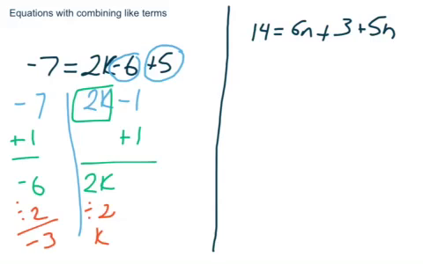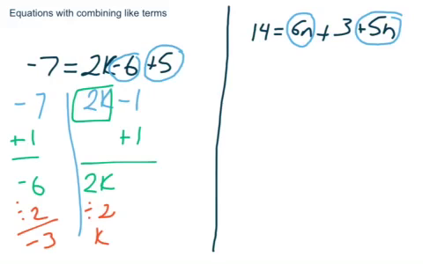So now I'm going to look at the equation on the right-hand side. This 14 is equal to 6n plus 3 plus 5n. Now in this case, I have terms that have variables in them that I can combine. I can combine this 6n and this positive 5n.